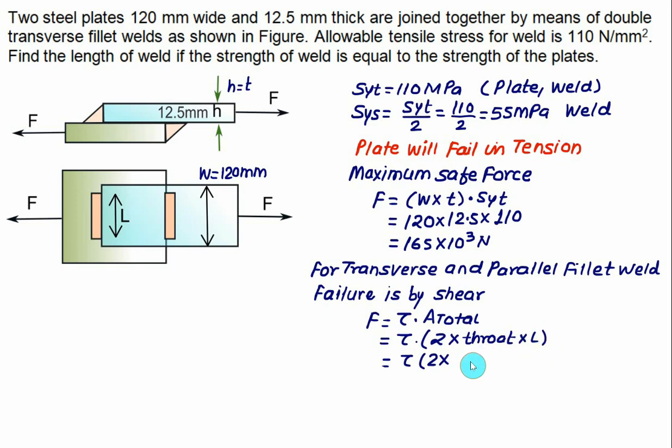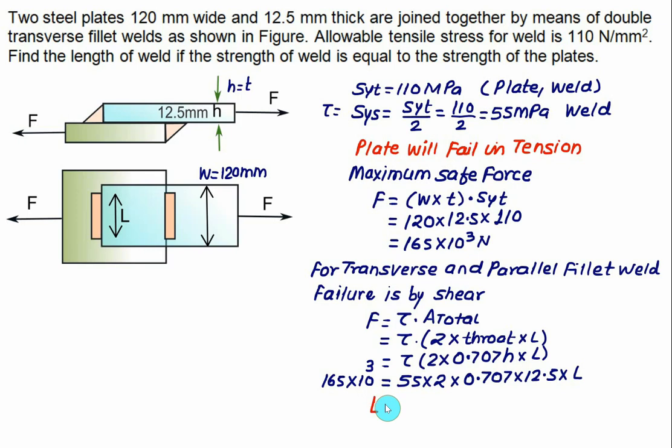Throat is equal to 0.707 multiplied by H, where H is here equal to 12.5, multiplied by length L. Tau you have to use as SYS, the maximum permissible value. So we have tau equal to 55, multiplied by 2 for double transverse, multiplied by 0.707, multiplied by leg size 12.5, multiplied by length L. We know the safe force we can apply is equal to 165 into 10 to the power 3. From this we can calculate the length of weld required.